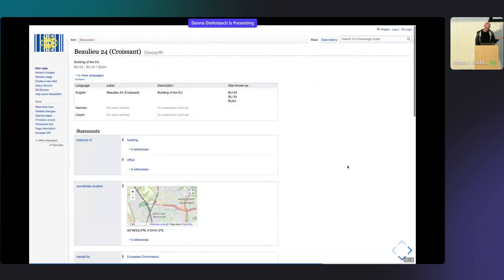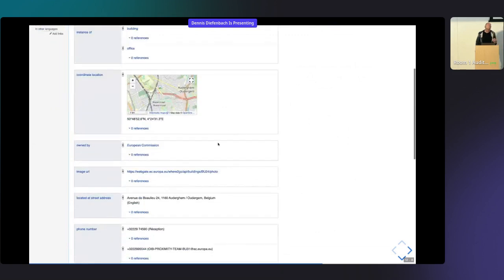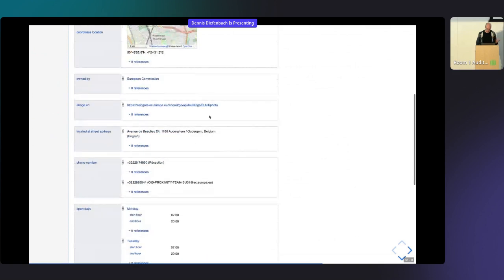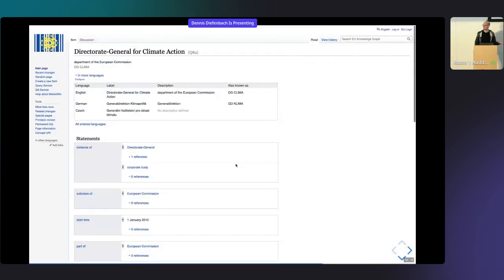And at the end, we have this. Instead of this JSON object, we have this entity with a clear identifier where people can go, explore it, understand this data. It's an instance of building, of office. Here we reuse these Wikidata entities. It's owned by the European Commission. There is an image. It has some opening days, and the occupant is not this Climber, which didn't mean anything, but it's the Directorate General for Climate Action, which is one of the DGs that we had already in the graph. So everything is integrated and well aligned.